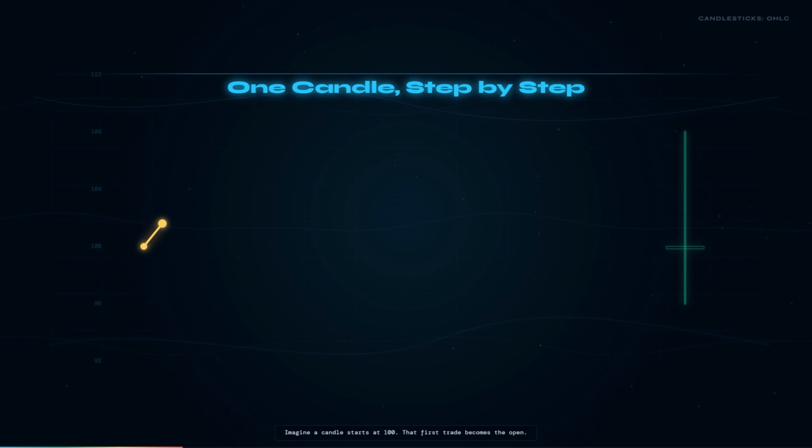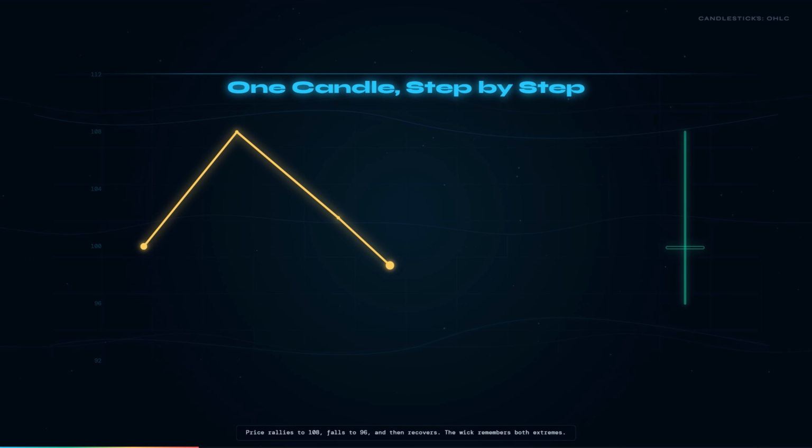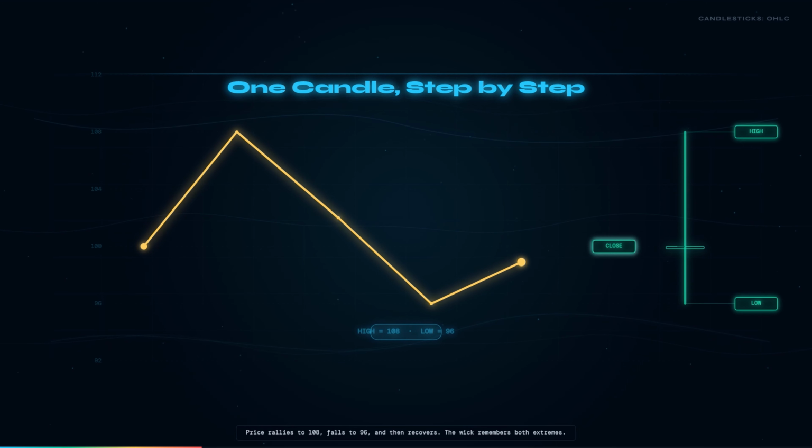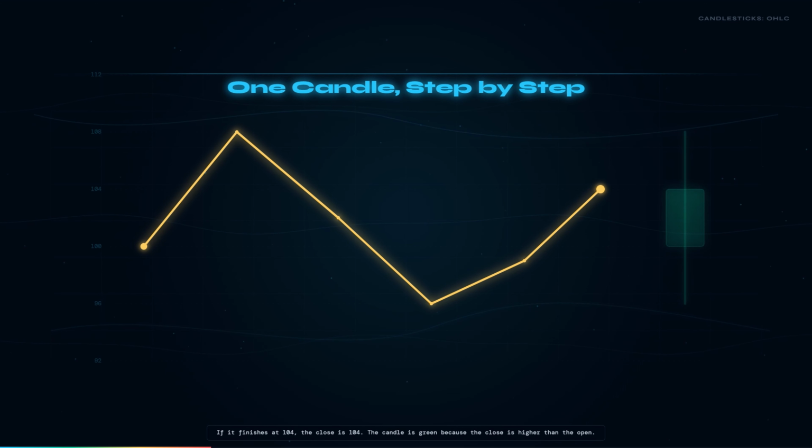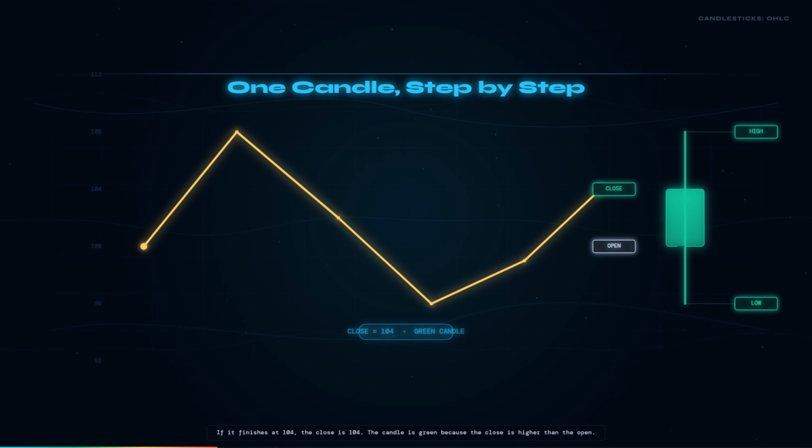Imagine a candle starts at 100. That first trade becomes the open. Price rallies to 108, falls to 96, and then recovers. The wick remembers both extremes. If it finishes at 104, the close is 104. The candle is green because the close is higher than the open.